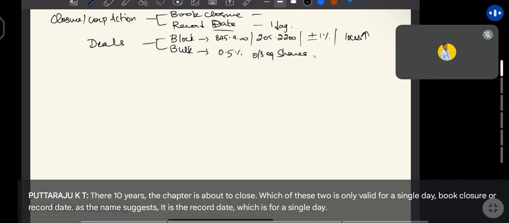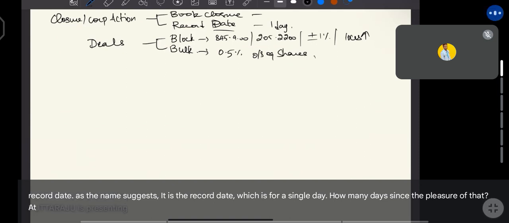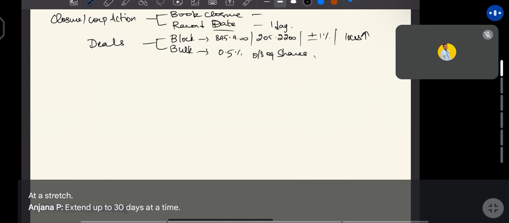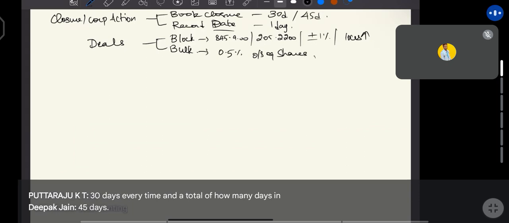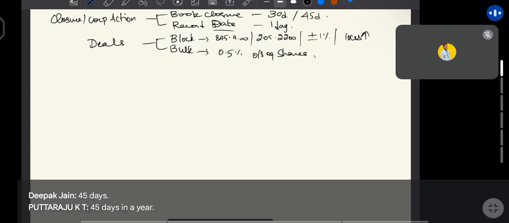How many days can book closure occur? At a stretch, it can extend up to 30 days at a time, and a total of how many days in a year? 45 days in a year.